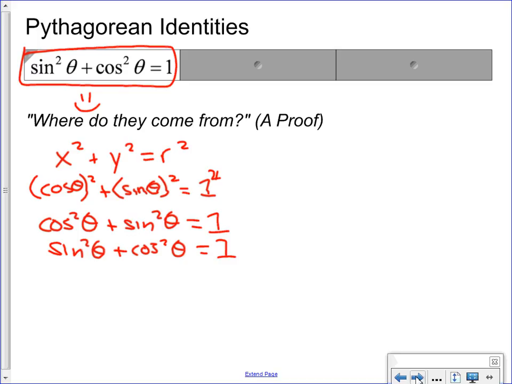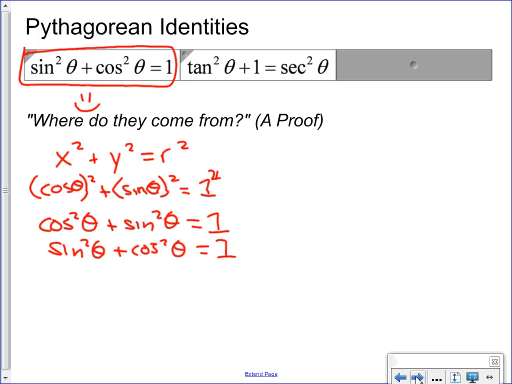All right, here we go. The next identity is tan squared plus 1 is equal to secant squared. What? This one comes from the first one.